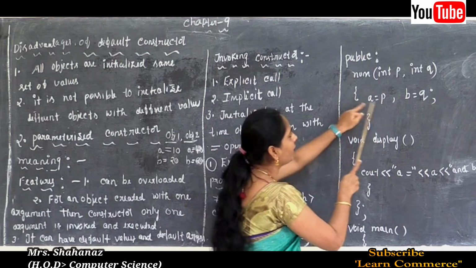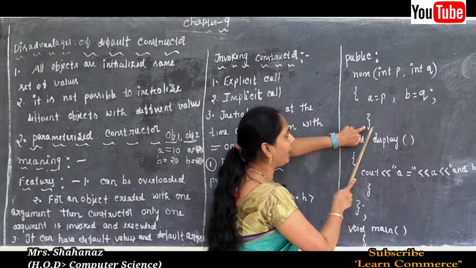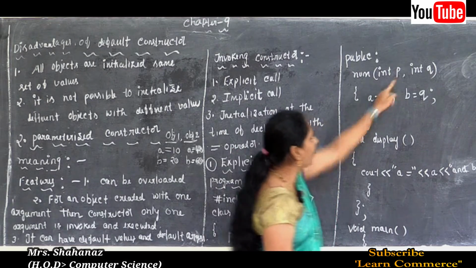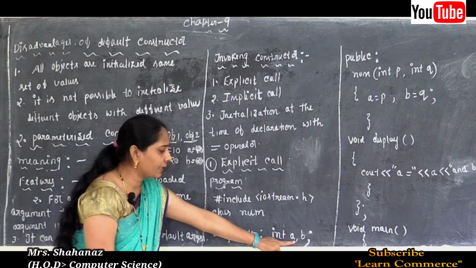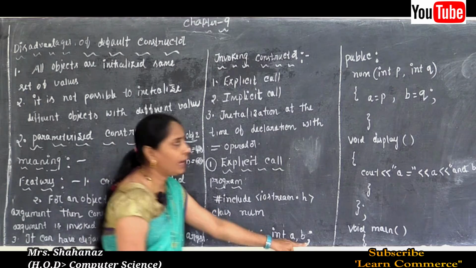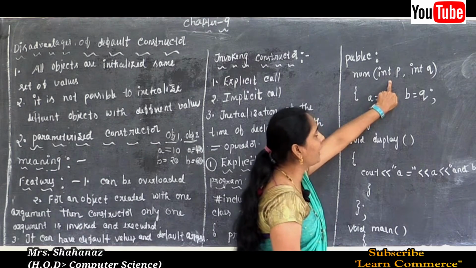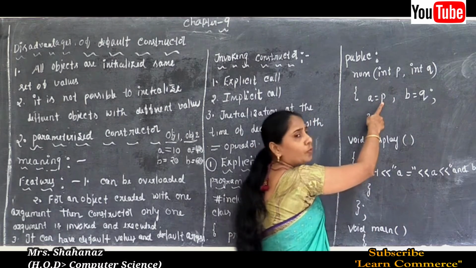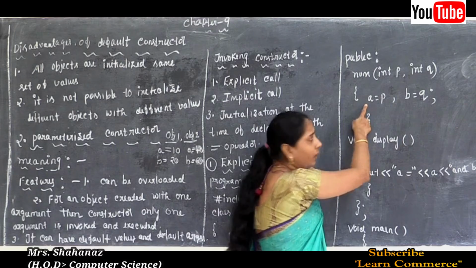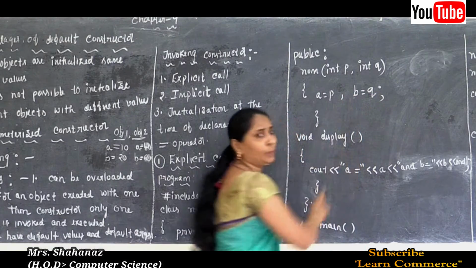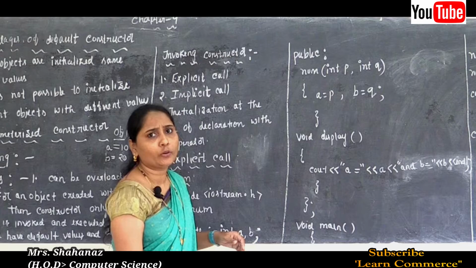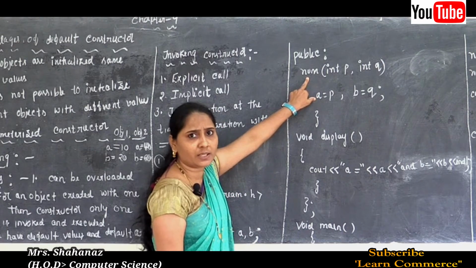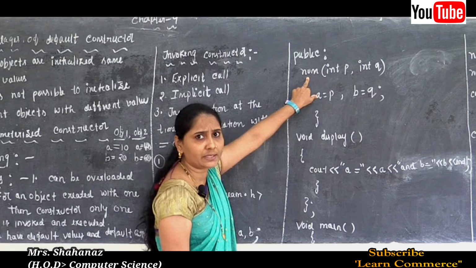In the opening and closing flower brackets there is one simple calculation, one simple piece of coding. Here I already used the data variables A, B, and in parentheses I used the argument names P and Q. The value of P is assigned to A, and the value of Q is assigned to B. One simple calculation I want to make by using the constructor. The constructor is the parameterized constructor. How are we telling it's parameterized? Why?